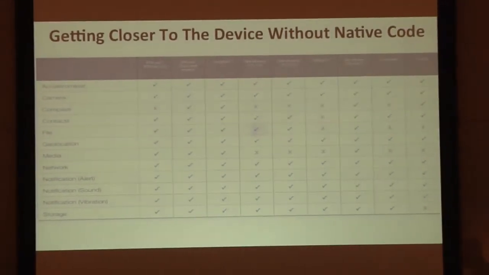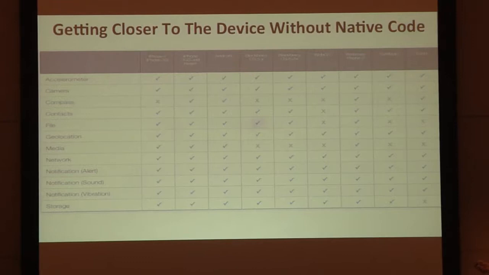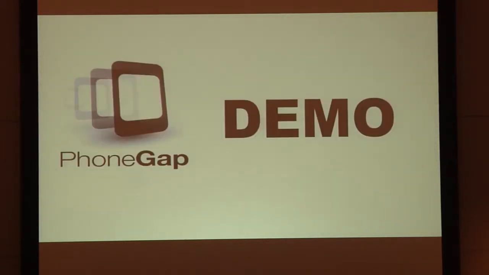This is showing you, for each platform, iPhone, Android, BlackBerry, Windows Phone, WebOS, Symbian, all the different features that Phonegap is giving you access to. You can get to a lot of things like accelerometer, camera, compass. You can get to a lot of those native device features with Phonegap. So here we go, I'll show you a demo.